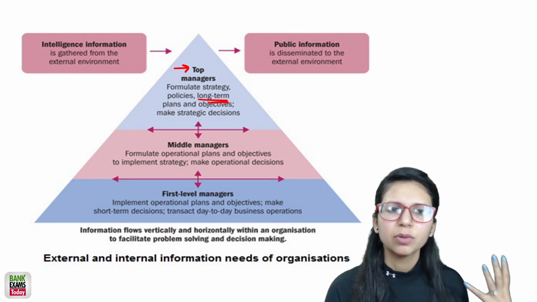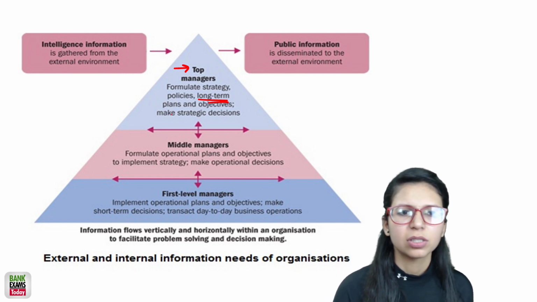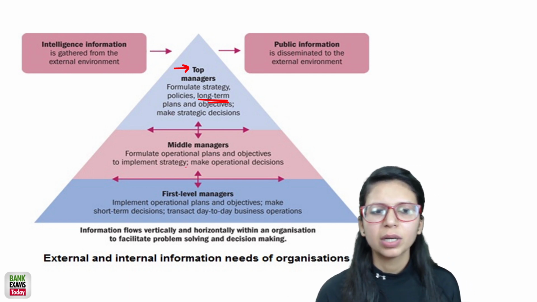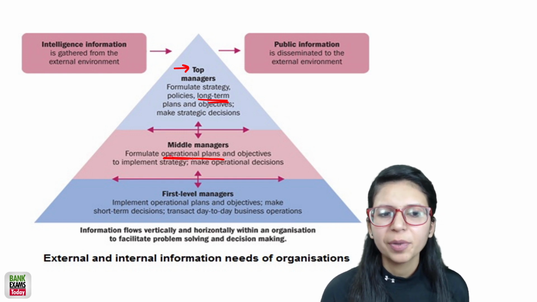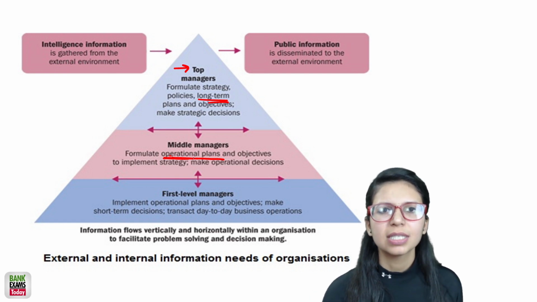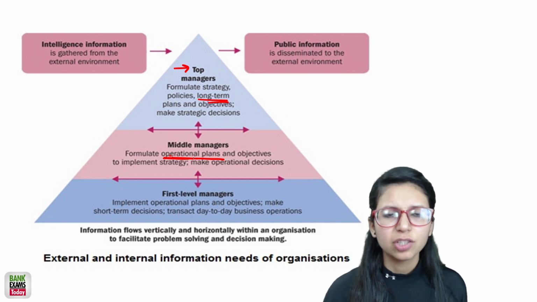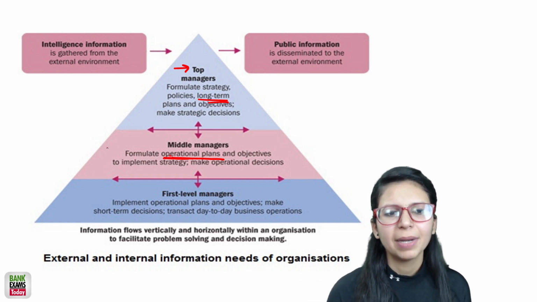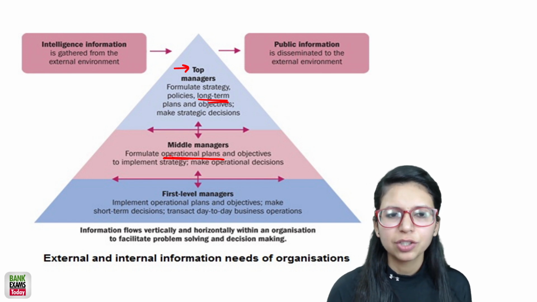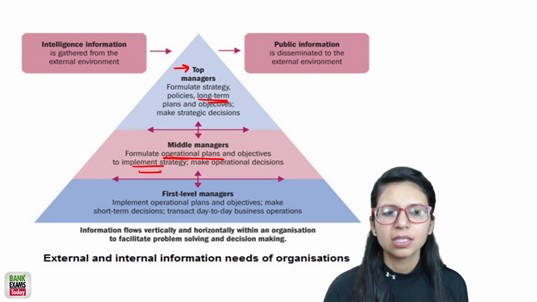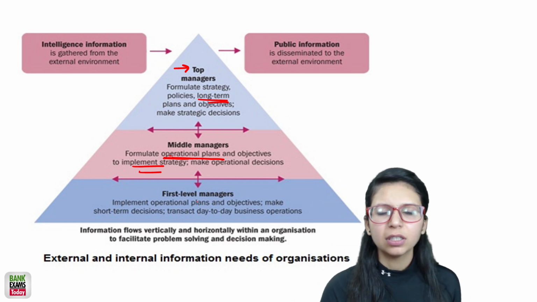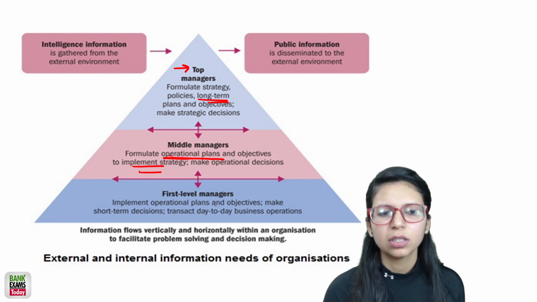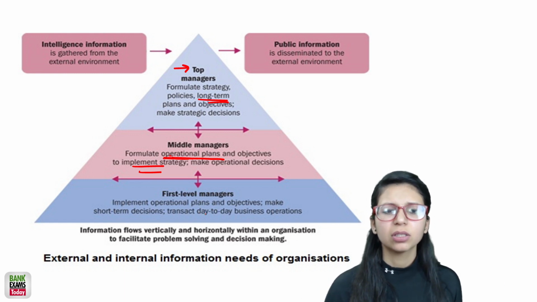Okay, that is what is formulated by the top managers. Now the middle managers formulate operational plans. This is important here. Operational is all about the operations, be it the purchase operations, sales operations, HR operations, okay, like that. So middle managers are mainly concerned with operations, and with implementing the strategy that is given by the top management.